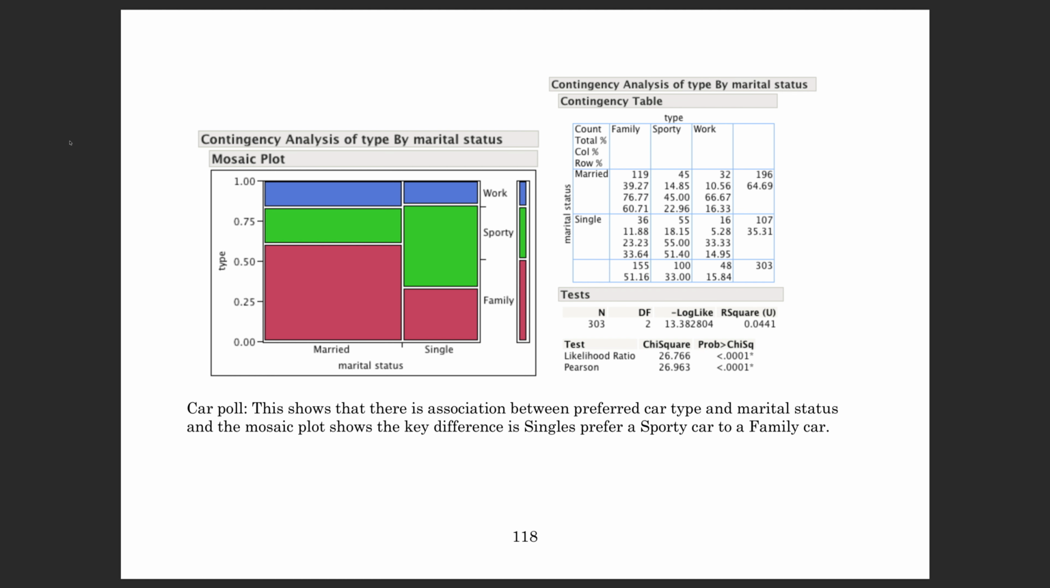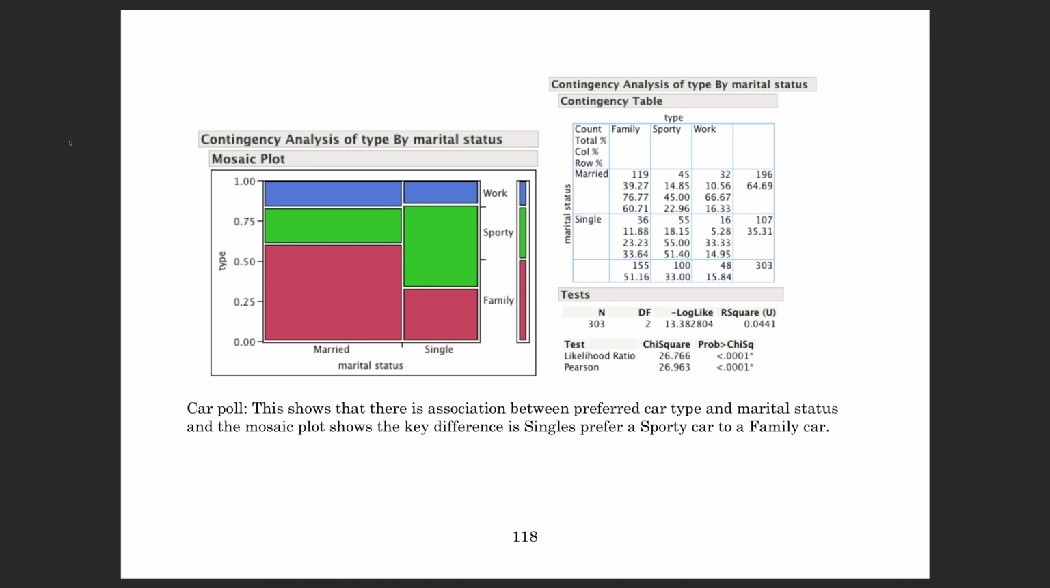26.963. And if we check that against a chi-square distribution, and it turns out it's chi-squared with 2 degrees of freedom, then it turns out that's very strongly statistically significant. So it's almost impossible for us to get data like this by chance if there is indeed no association between marital status and car type.